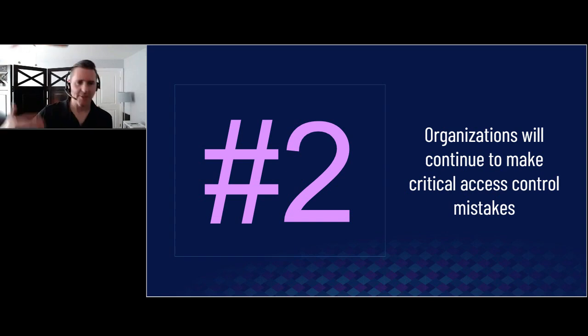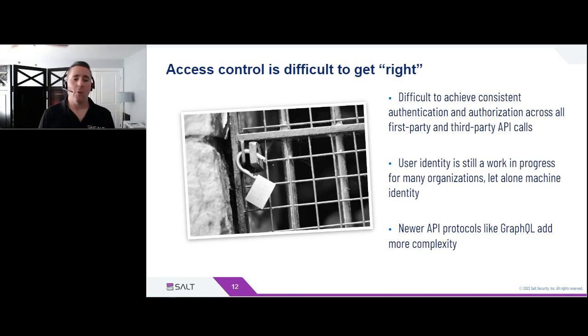So I did mention this, right? Access control mistakes. So organizations are going to continue to make critical access control mistakes, and actually, many of those incidents on that first slide were actually related to, I'd say, improper or misconfigured authentication and authorization, or deliberately designed poor authentication. Like in the case of Peloton, for instance, right? It's kind of a business decision to expose data in certain ways.